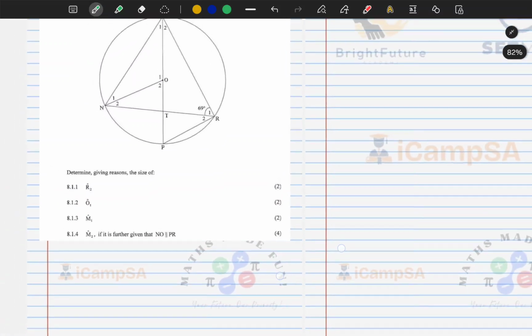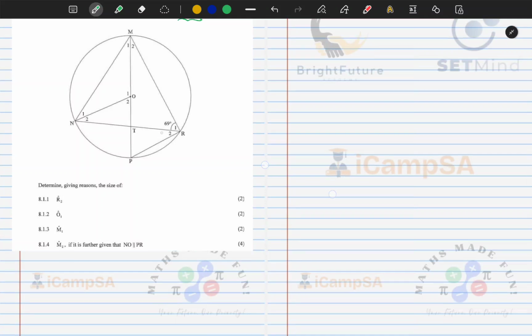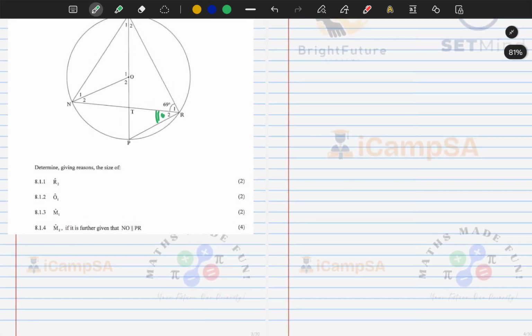Now we are told to determine, giving the reasons. Most of the time when we do Euclidean geometry, you will have to give reasons. We are being told to determine, giving reasons, the size of R2. So where do we find R2? This is R2, so it's this entire angle. We need to find the size of R2. So let's write this, which is going to be 8.1.1. We want the size of R2.